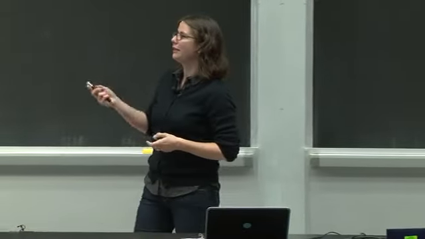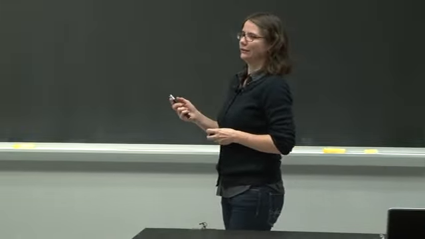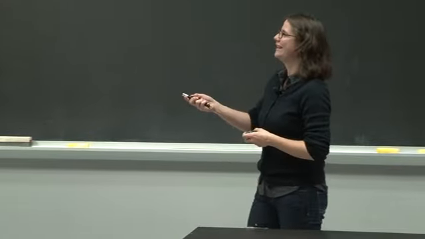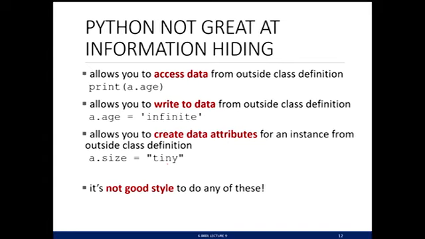Okay? Python allows you to do certain things that you should never be doing. Okay. So the first we've just seen. The first is to access data attributes from outside of the class. Okay? So if I were to say a.age, Python allows me to do that without using a getter and setter.